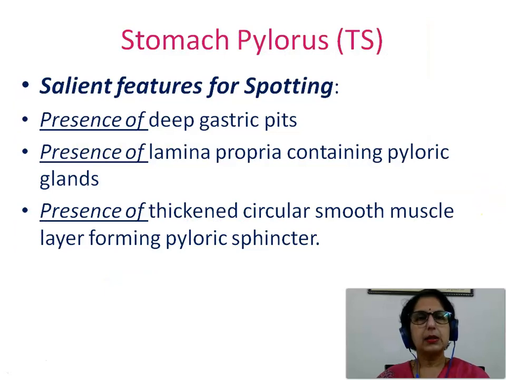The salient features for spotting for a slide of stomach pylorus TS would be presence of deep gastric pits, presence of lamina propria containing pyloric glands, and presence of thickened circular smooth muscle layer forming the pyloric sphincter.